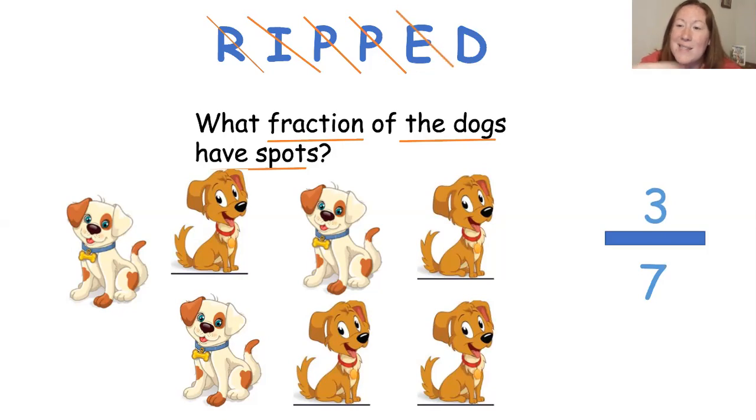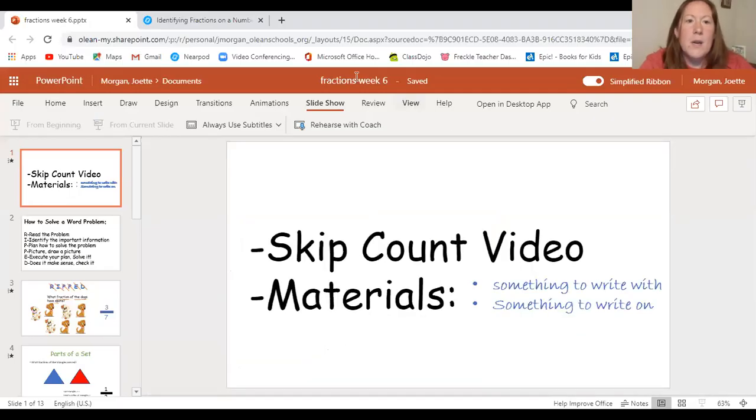And I need to go back. Does it make sense, friends? Fraction of the dogs have spots. So I'm looking for the dogs that have spots. I see spot, spot, spot. I see 3 puppies with spots, and I have a total of 7. So how would I read that fraction? I would read it as 3/7 of the dogs have spots. And that seems to make sense to me, friends. So we have officially checked our work. We're going to leave that.